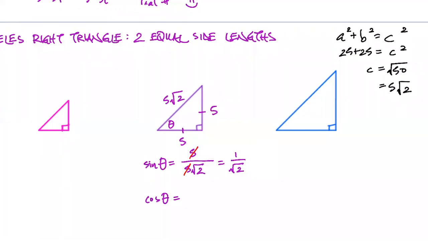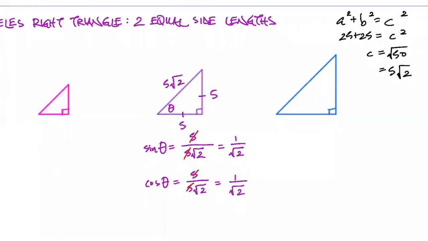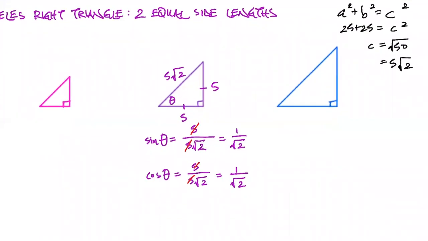So cosine, we're looking at adjacent, which happens to be the same as the opposite over the hypotenuse. And we can reduce again, and let's reduce correctly, and we get 1/√2. Okay. And then last but not least, what is tangent of theta?